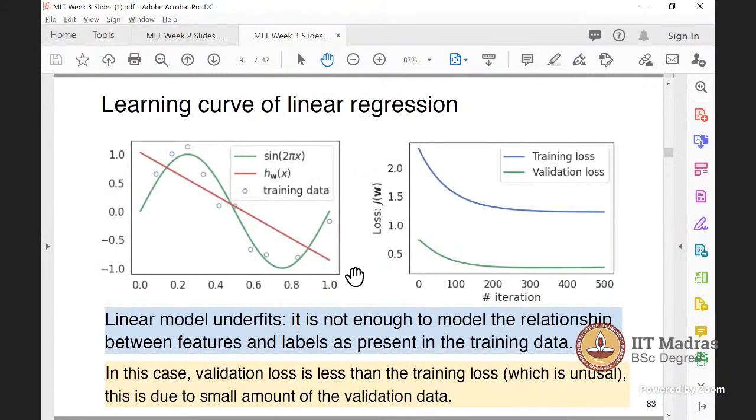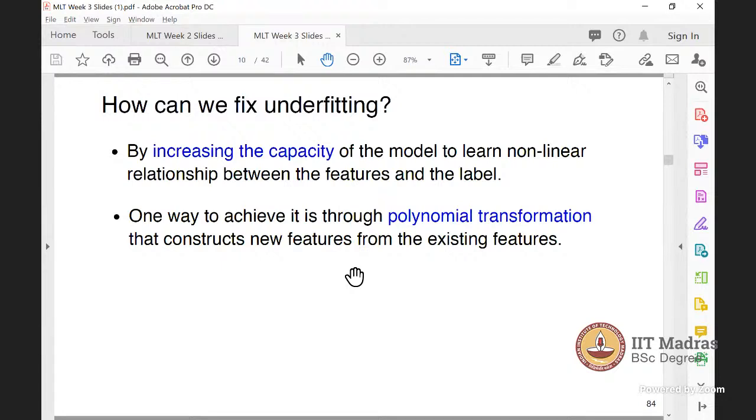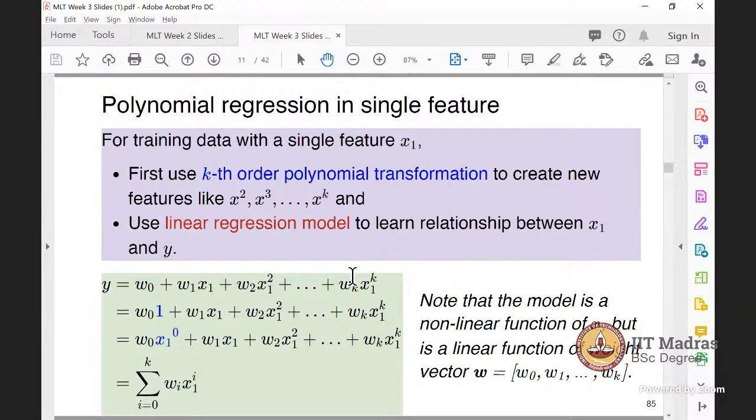This is what your training and validation loss curves look like. Your validation loss is small, maybe because some points we chose for the validation set turned out to be suited to this linear model. The training loss is not great. It is poor. It should be lower. So now how can we remove this underfitting problem? One way is by increasing the capacity of the model, and we do that by applying a polynomial transformation to our features. And this is how it looks.